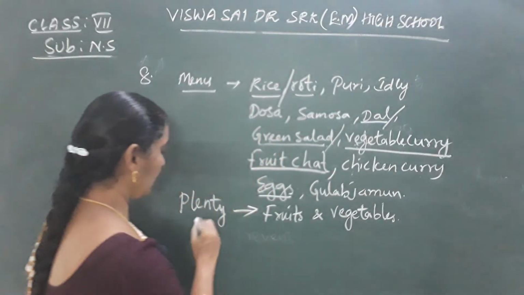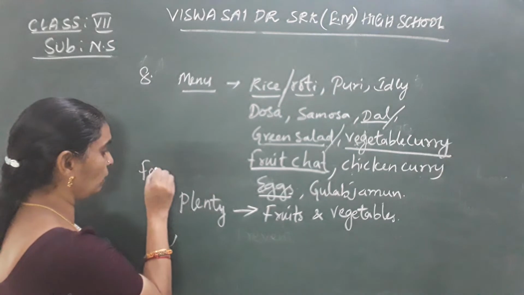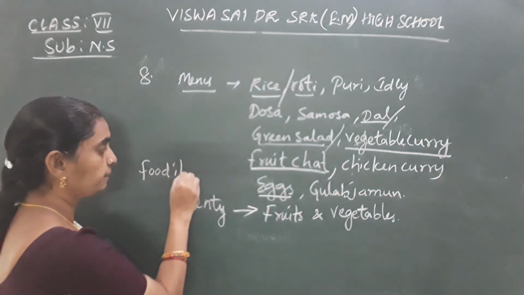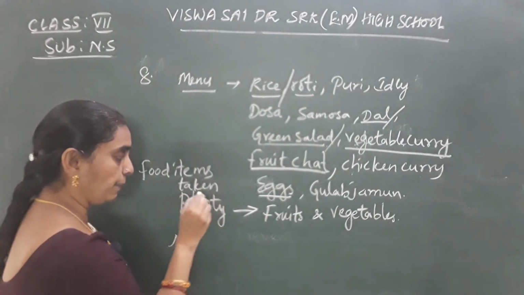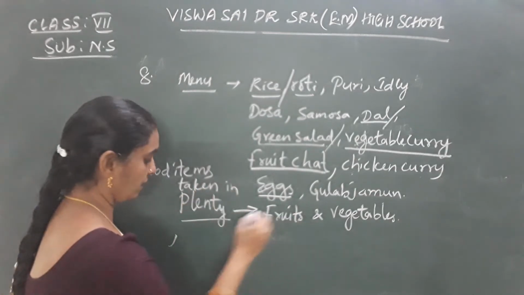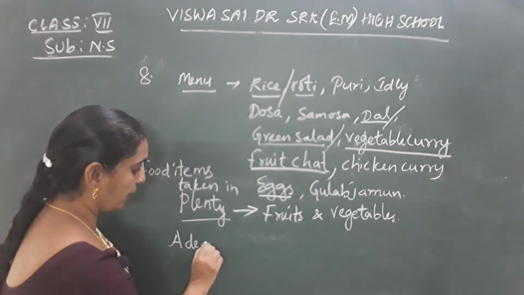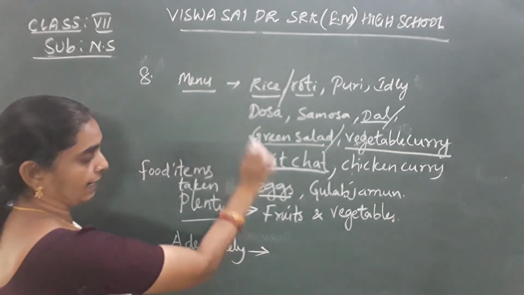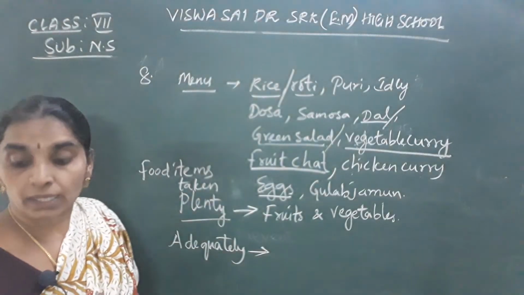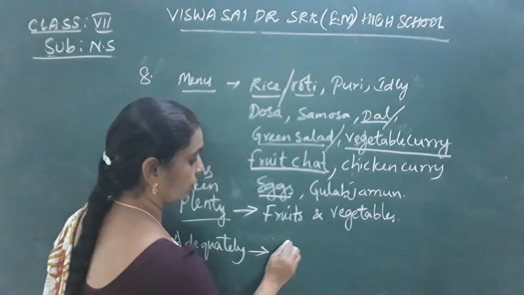The food items taken in plenty are fruits and vegetables. The food items that are taken adequately are cereals and pulses. What are they?